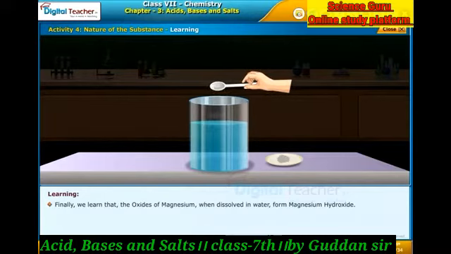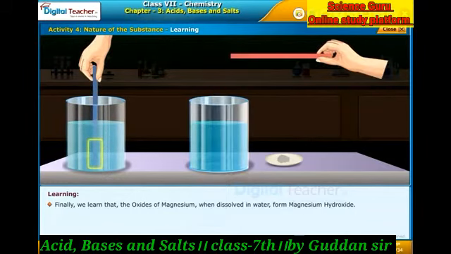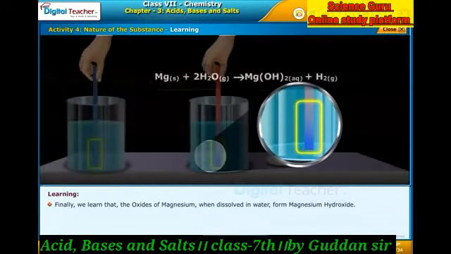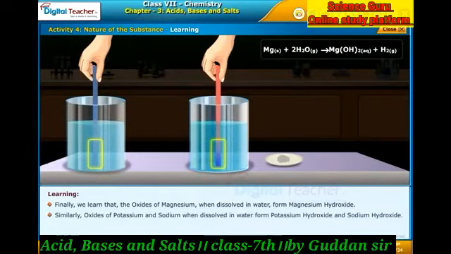Finally, we learned that the oxides of magnesium, when dissolved in water, form magnesium hydroxide. Similarly, oxides of potassium and sodium, when dissolved in water, form potassium hydroxide and sodium hydroxide. All these are basic in nature. They would be soapy to touch.